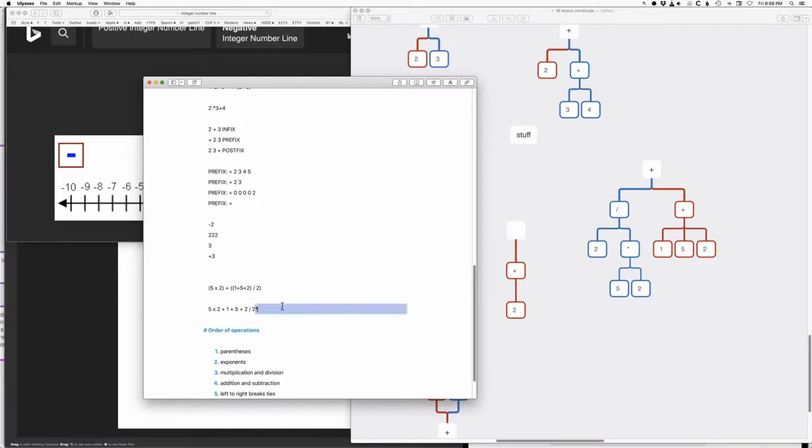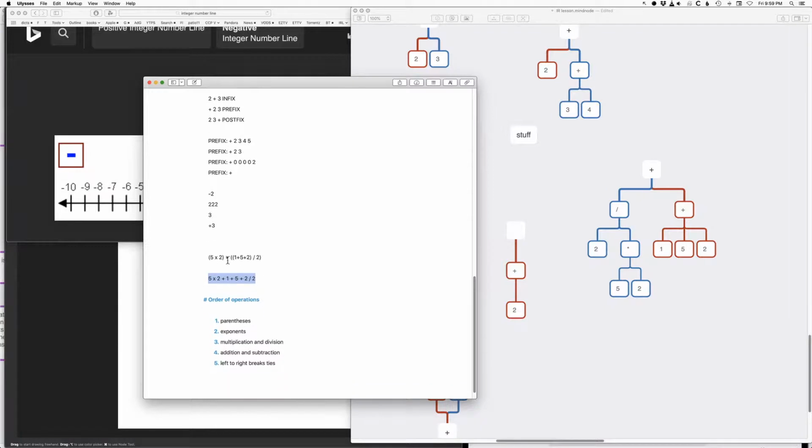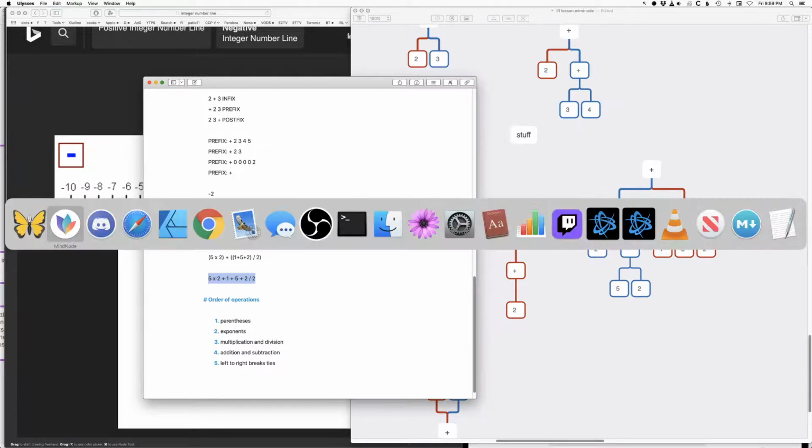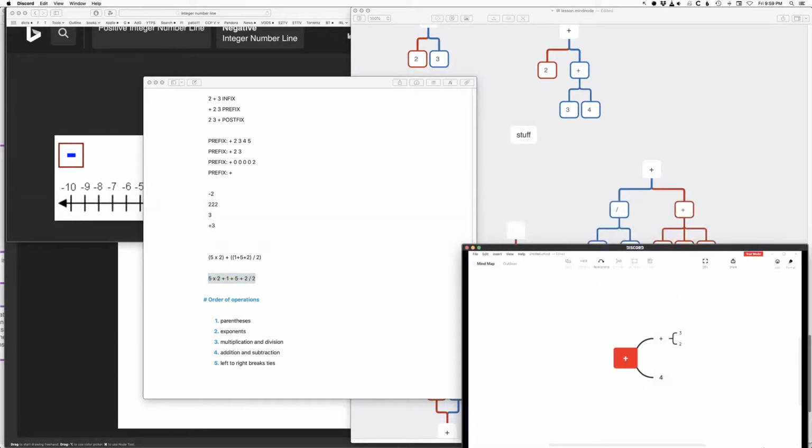Before, we got 14. Now, what if we remove all the parentheses? You want to try to figure out what this is using order of operations? Okay, so first we start with parentheses. Those don't exist here. Exponents don't exist. Why don't you open a text editor? Open up Atom or something, and I will message you this on Discord.